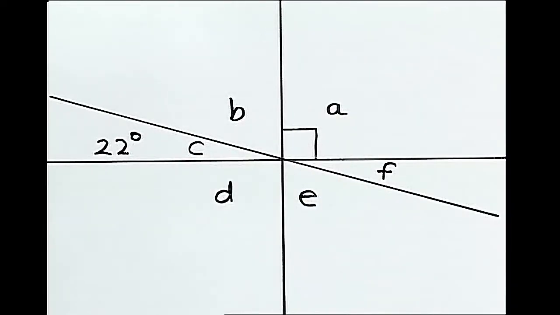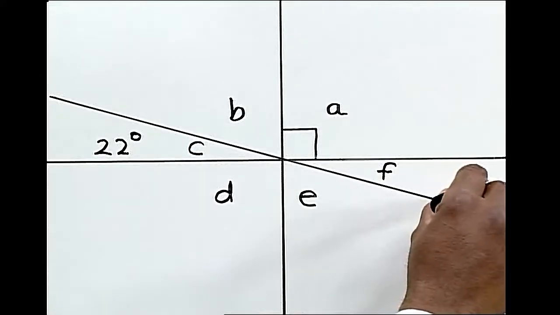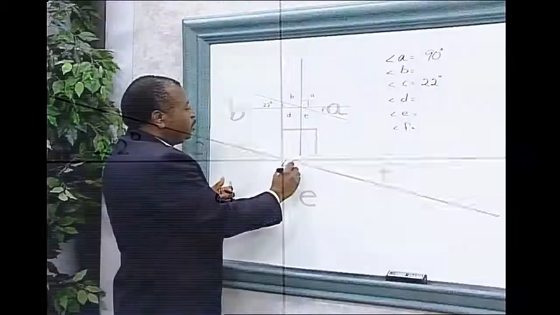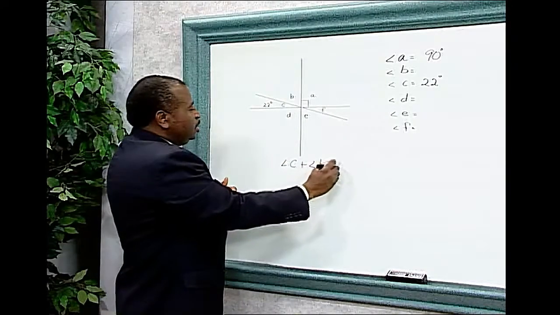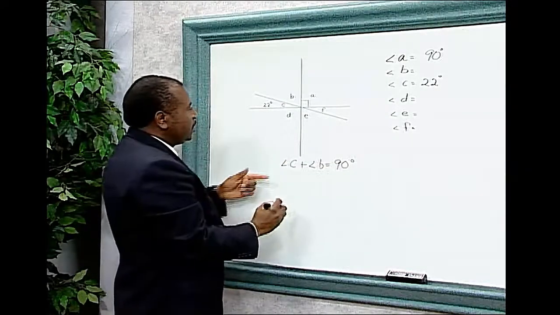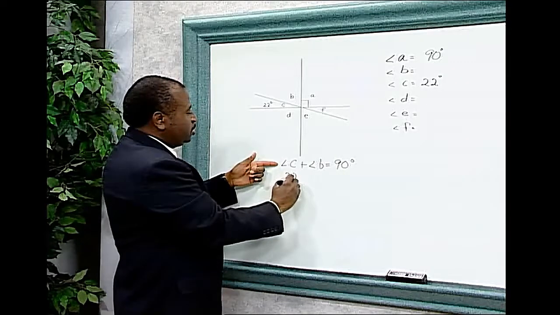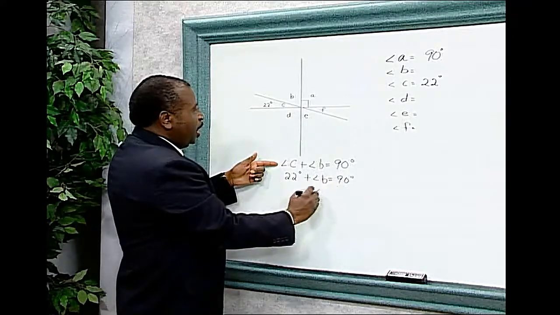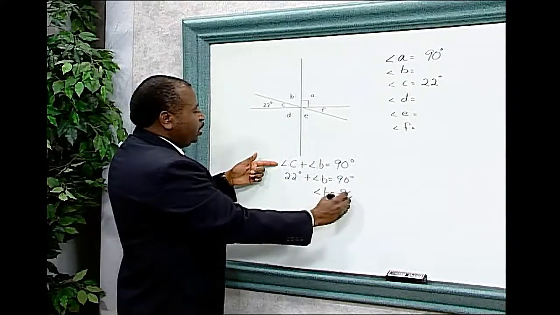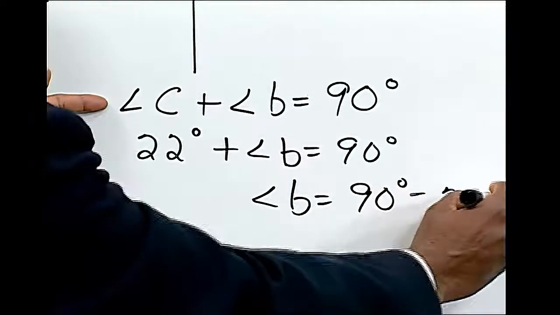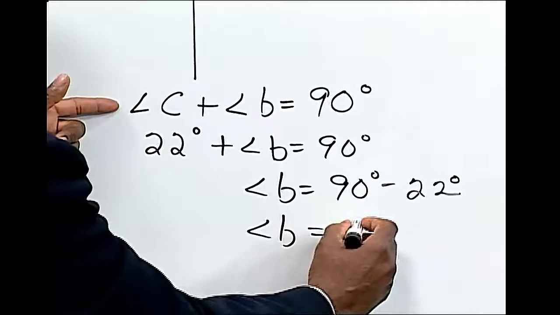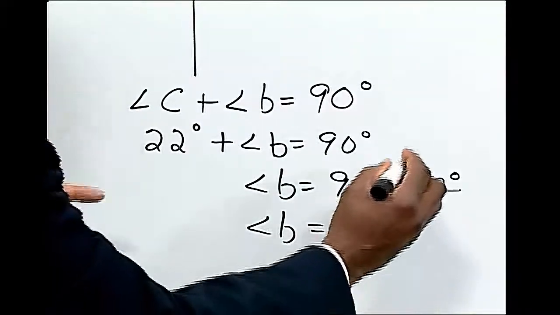One proposition states that if one angle forms 90 degrees, then all the other angles are also 90 degrees. Therefore, angle C plus angle B is equal to 90 degrees. Angle C is 22 degrees. 22 degrees plus angle B is equal to 90 degrees. Angle B is equal to 90 degrees minus 22 degrees. Angle B is equal to 68 degrees.